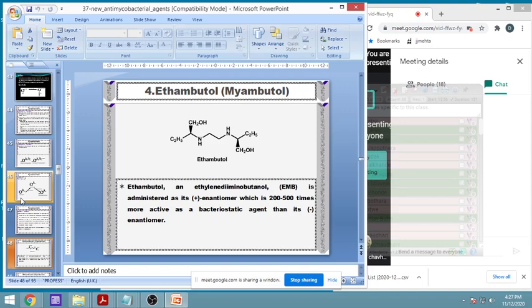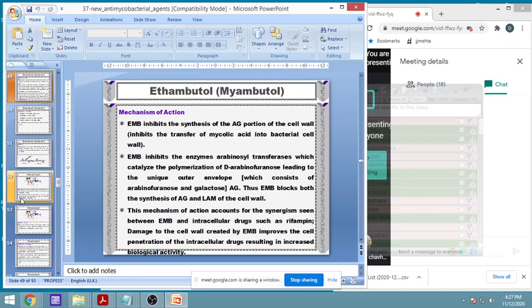Mechanism: it inhibits the synthesis of the AG portion of the cell wall, that is the arabinogalactan portion. It inhibits the transfer of mycolic acid into the bacterial cell wall. It also inhibits enzymes like arabinosyl transferases, which catalyze the polymerization of D-arabinofuranose. It is a sugar which leads to a unique outer envelope consisting of arabinofuranose and galactose, that is the AG type. Ethambutol blocks the synthesis of both arabinofuranose and galactose, and the LAM, the lipoarabinomannan moieties, in the cell wall.